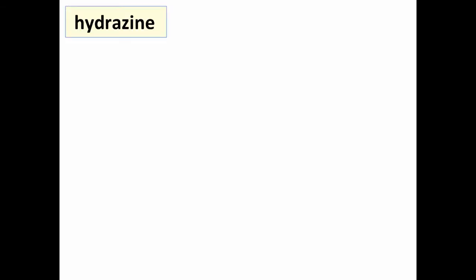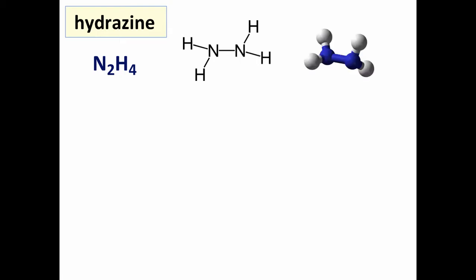Now let's look at a couple examples. Let's start with hydrazine, which is a rocket fuel, in fact. Hydrazine has the formula N2H4, and it consists of 2 nitrogen atoms and 4 hydrogen atoms, and they are bonded together in exactly this way. Nitrogen is bonded to nitrogen in the center of the molecule, and then each nitrogen has bonds to 2 separate hydrogens. So those are a couple representations of a molecule of hydrazine.